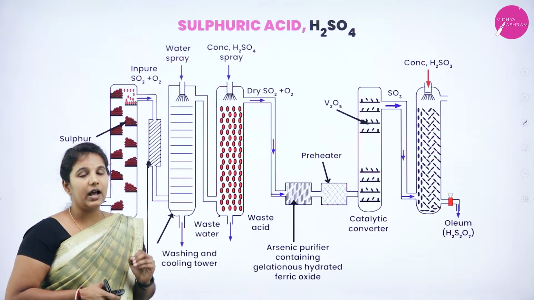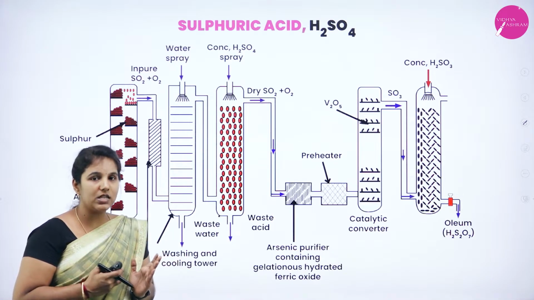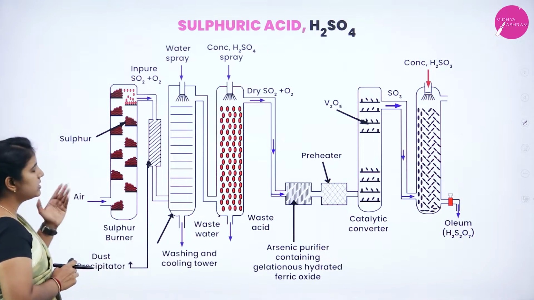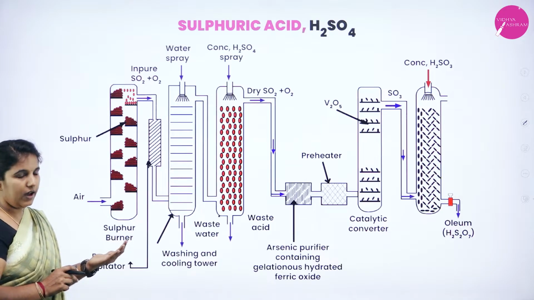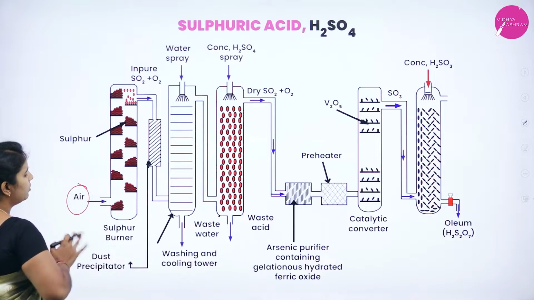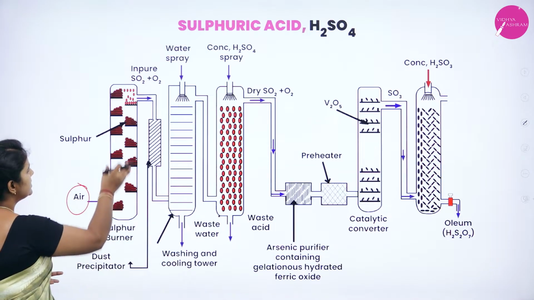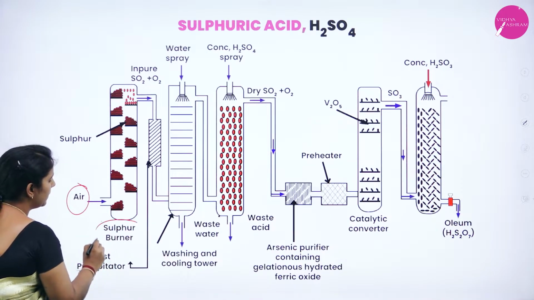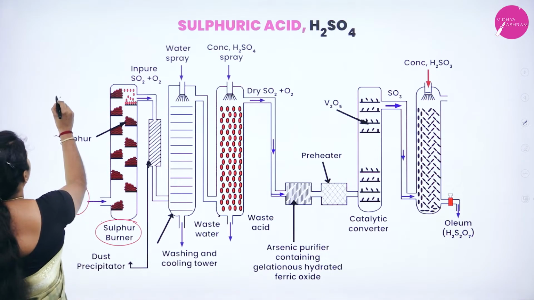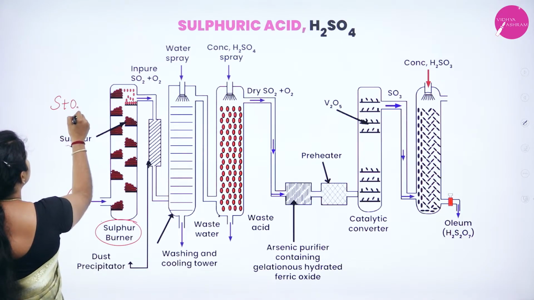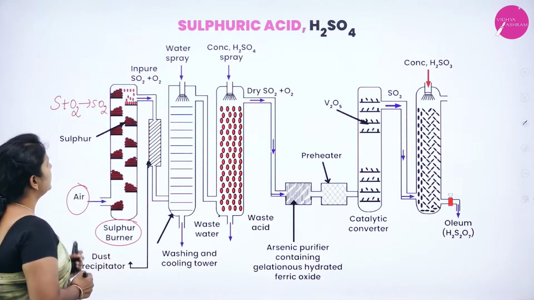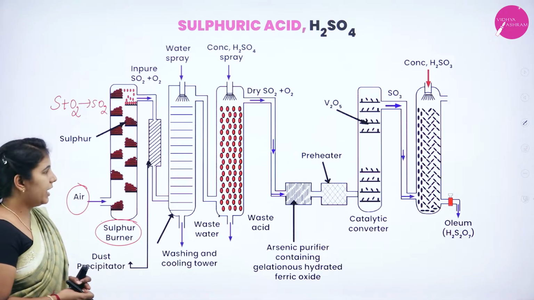So, you can understand this process by looking at this diagram. We will understand how industrially they prepare sulfuric acid with the following chambers. First, they take the sulfur and allow it to react with air, and this is done in the sulfur burner. What will happen? We know that sulfur combines with oxygen to form sulfur dioxide.